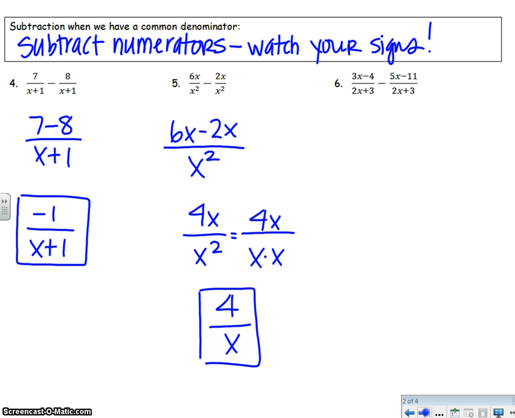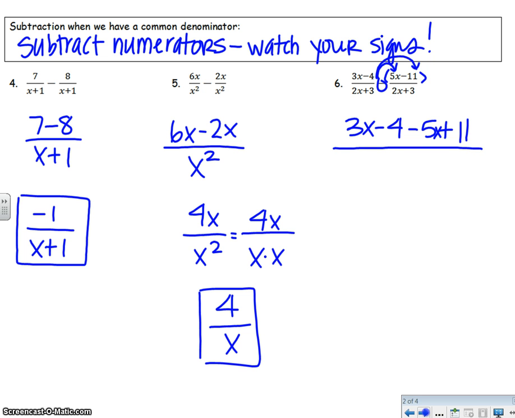Okay. This last one, since we have a binomial in the numerator, we're going to go ahead and show how we're going to distribute that negative sign to both the 5x and the negative 11. So we will put parentheses around it. That might help you to keep your work organized. 3x minus 4, and then minus 5x plus 11. Okay, so remember, we're distributing that negative sign to both of those terms.